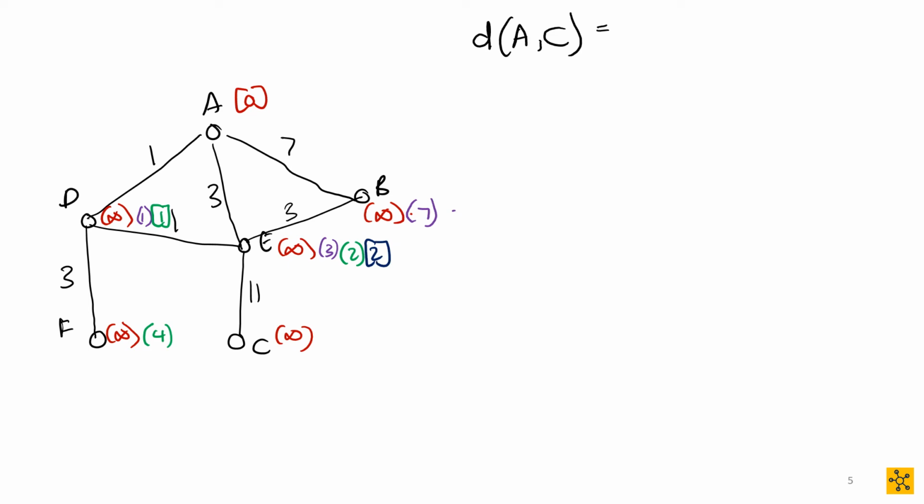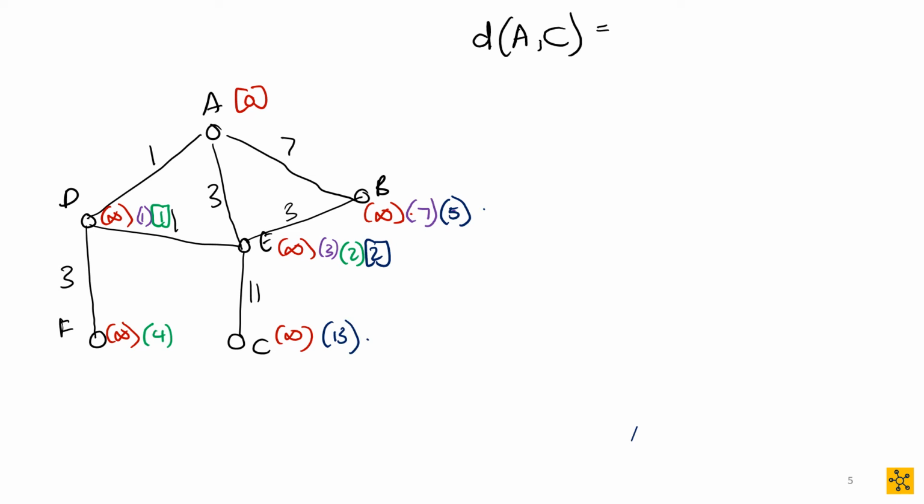Then we look at all its adjacent vertices. So we go through the approach. 2 plus 3 updates our B temporary label to 5, because 2 plus 3 is 5, and 5 is less than 7. Then we also have C. So C is 2 plus 11. So 2 plus 11 is 13. 13 is smaller than infinity, so we update C's temporary label to 13.